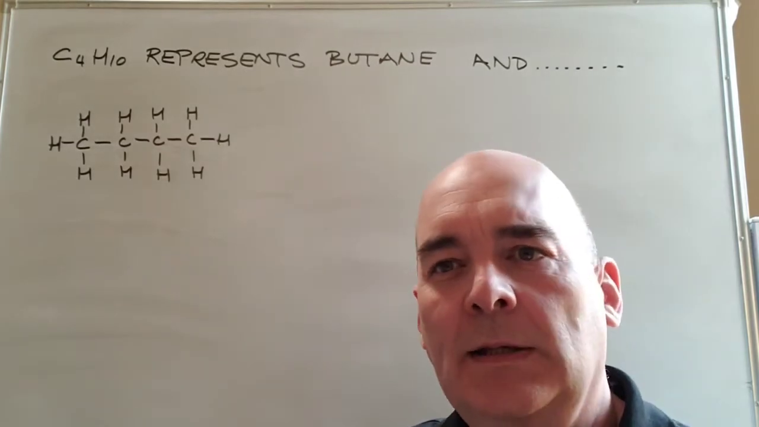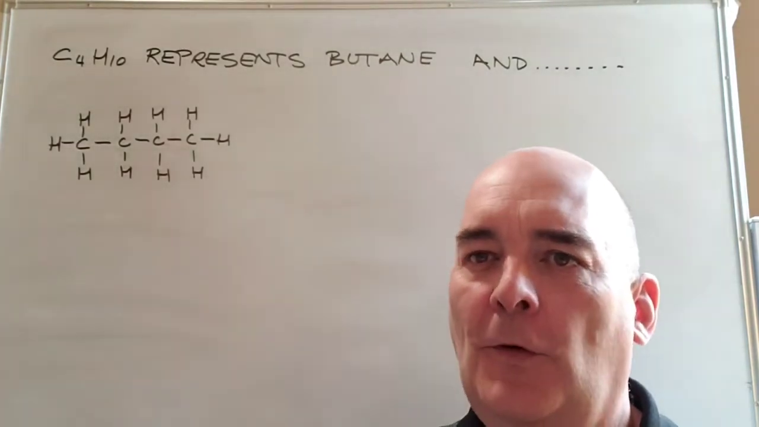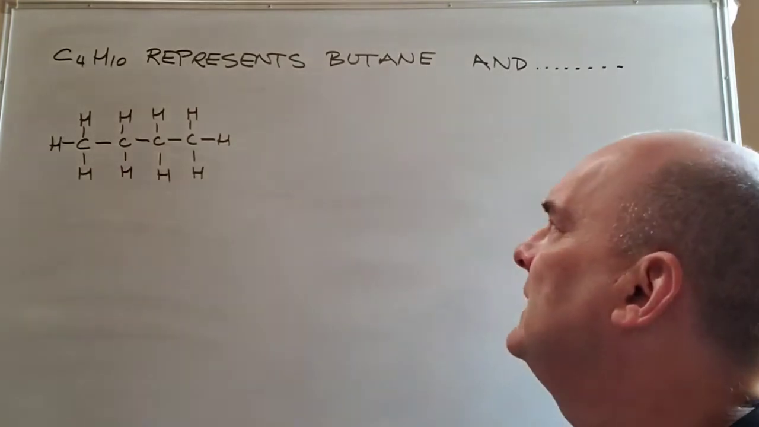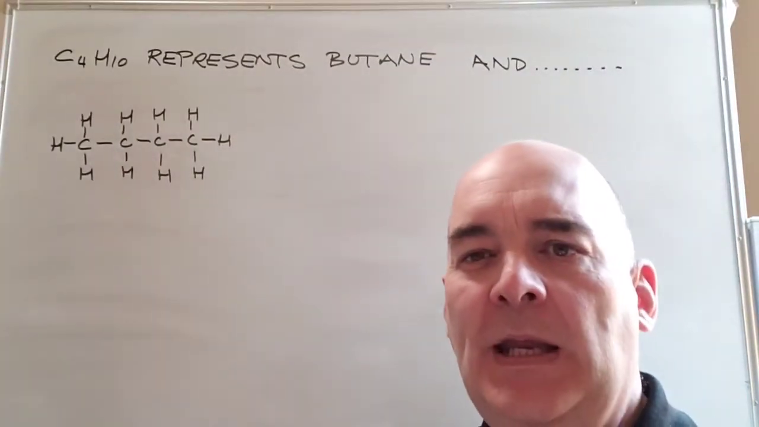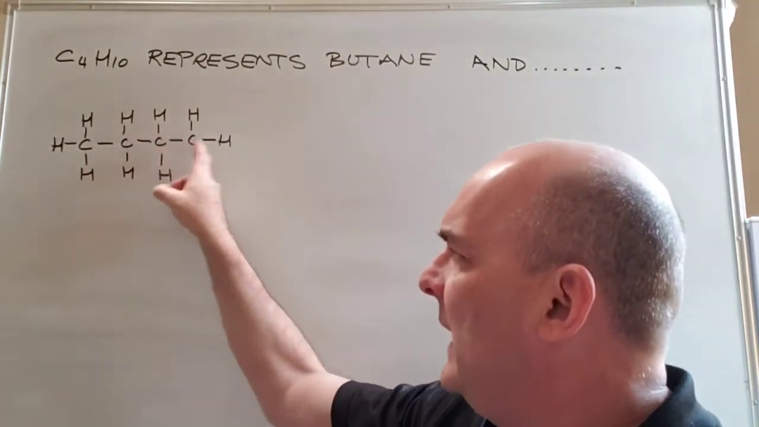So we've just seen that the chemical formula C4H10 represents butane, meaning 4 carbons in a chain.